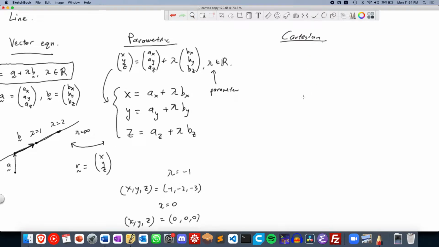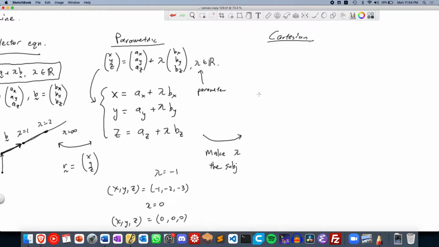So from the parametric equation, you can go an additional step to convert it to the Cartesian equation. And to do so, we make lambda the subject of the formula, for all three equations. So what do we see? For the first equation, we're going to get that lambda equals x minus ax over bx. Then for the second equation, for the y component, we're going to get y minus ay over by. And for the third one, we're going to get z minus az over bz.